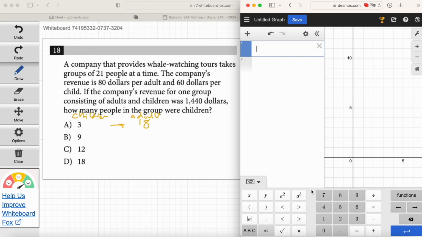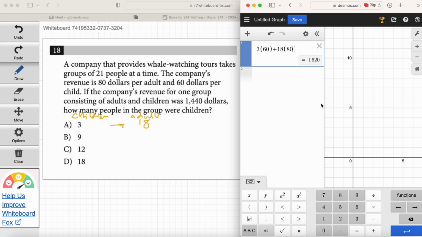So here's what it's going to look like. It's going to look like 3 times, and then what's the cost of the tickets for children? It is $60 per child. So it's 3 times 60. That's the amount of money from the kids. And we'll add that to the amount of money from the adults. And we've got 18 adults, so it's 18 times 80, because that's the cost of tickets per adult.